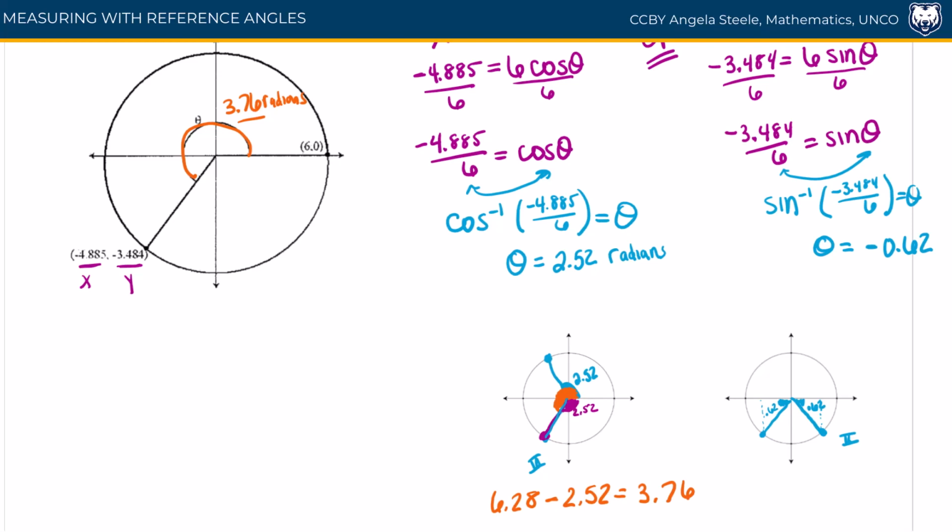Okay, and since the angle that we're looking for always starts from the 3 o'clock position and goes all the way to this terminal side, we want all of this angle right here. And notice that that is half of the circle plus an additional 0.62. So half of the circle in radians is 3.14 plus the additional 0.62. And that also gives us 3.76. Okay, so again, you only needed to do the cosine or the sine, and we ended up with that same solution of 3.76 radians.